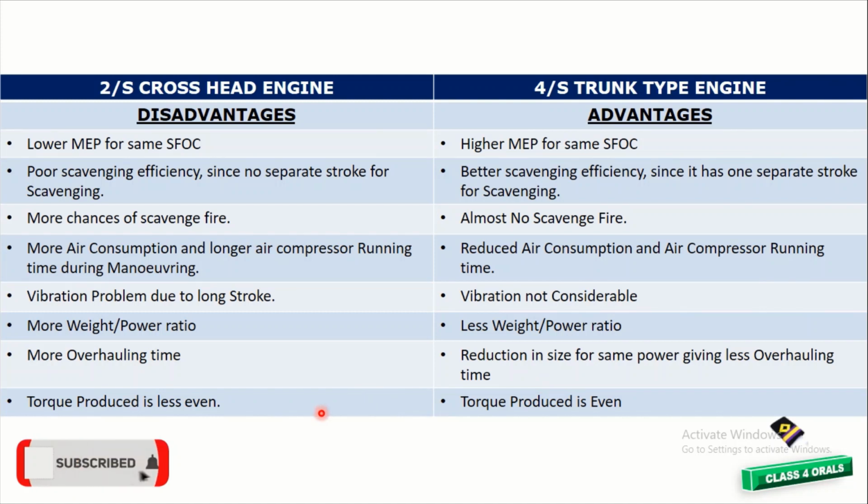And lastly, the torque produced is less even in the case of 2-stroke crosshead engines, while the torque produced is even in the case of the 4-stroke trunk type engine. I hope these 20 points have cleared the differences between the two and what the advantages of the individual engines are over each other.